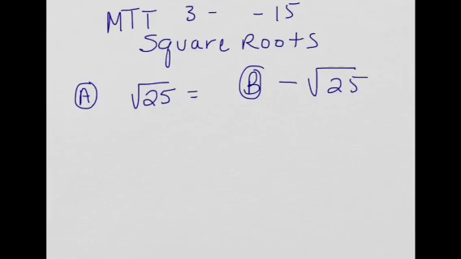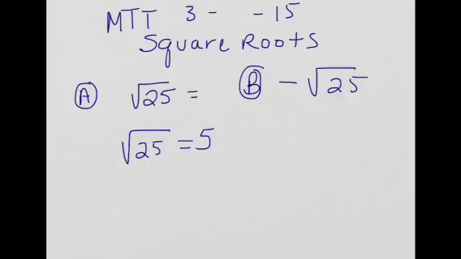Alright, we're going to go ahead and talk about square roots. So we're going to start out with the square root of 25. When we write square root, we use this symbol for the square root. So the square root of 25 is a number that when we multiply it by itself, it equals 25. So that's going to be positive 5.